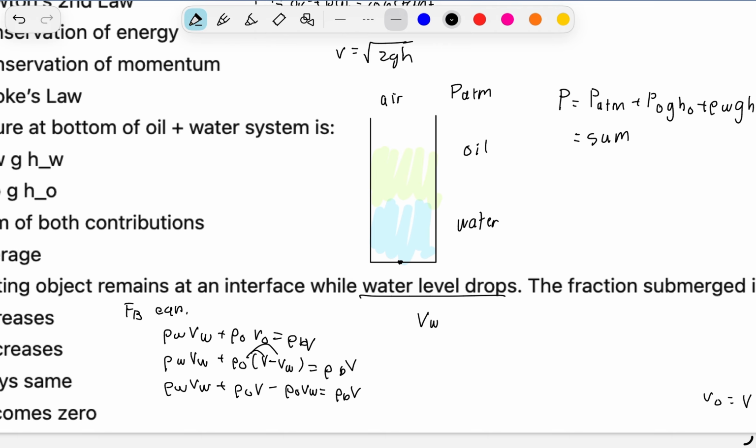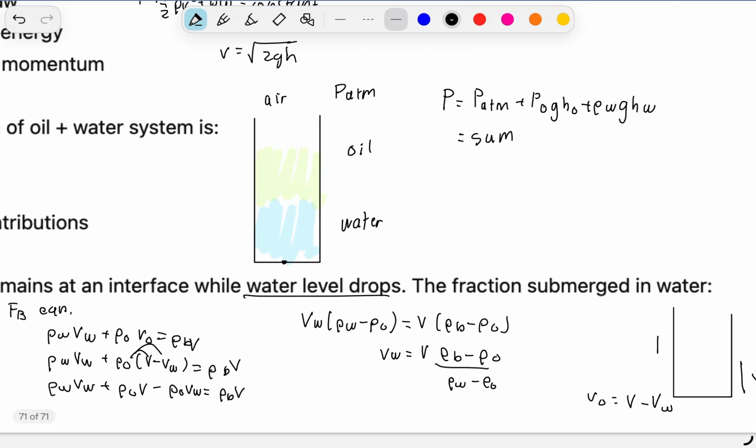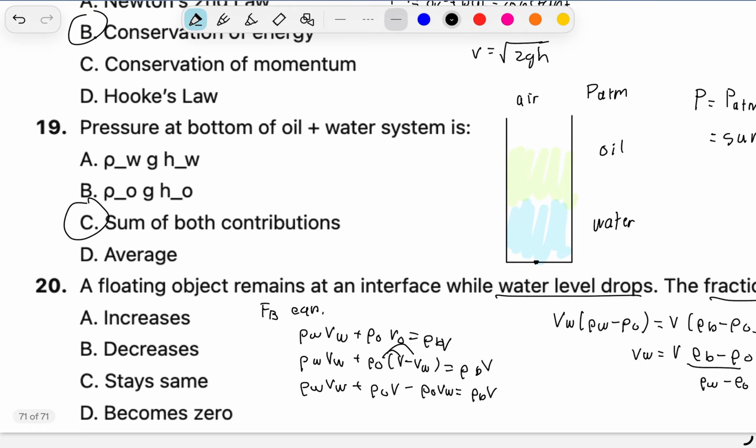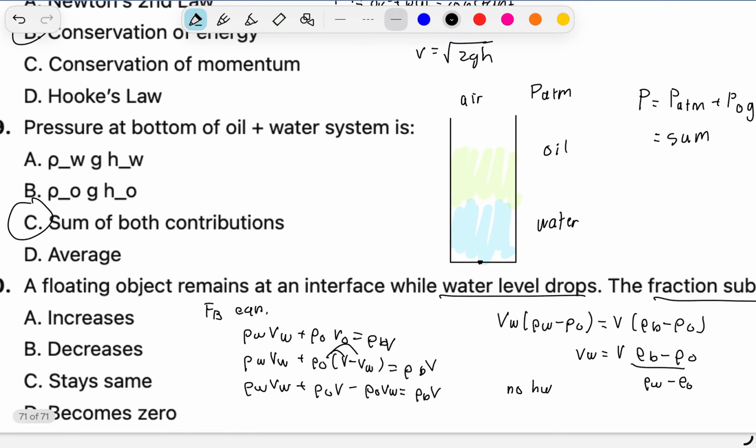Take this to the side. We have V water times density water minus density oil, is equal to V times density block minus density oil. So V water is going to equal V times density of your block minus the density of your oil, divided by the density of the water minus density of the oil. And what we see here is the fraction submerged in water. Well, here we can see that you're going to have no h water. So you have no height terms in this equation. Now, that means that our answer is going to stay the same.